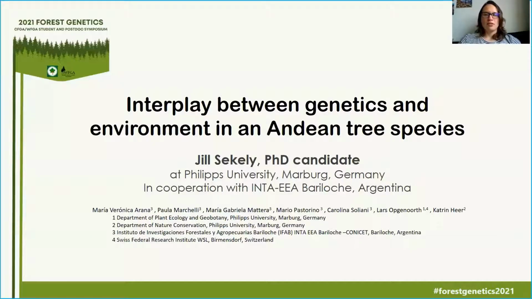Hi everyone, my name is Jill Sekely. I'm a PhD candidate over in Germany, and my project is looking at local adaptation in an Andean tree species. And yes, I'm aware there's quite a bit of irony in being an American who's employed by the Germans to go to Argentina to study a tree species and figure out how it lives its entire life in one place. But hopefully I'll be able to learn something from this experience and actually apply it to my own life.